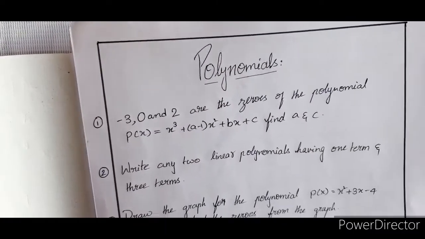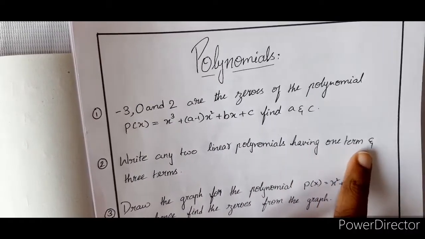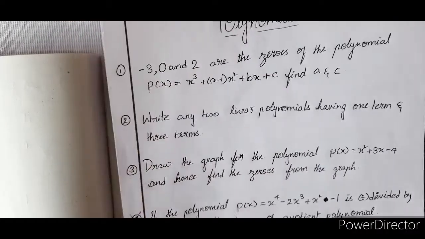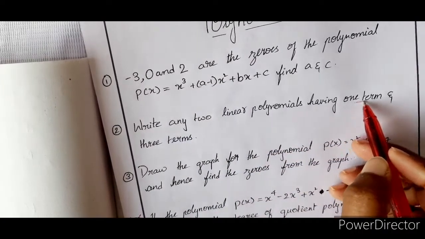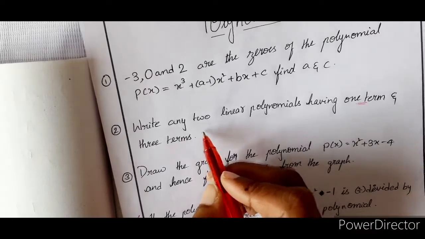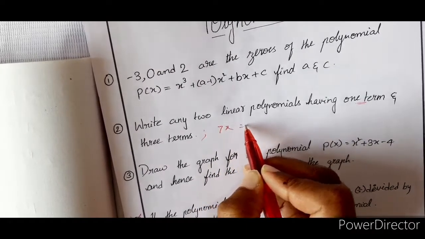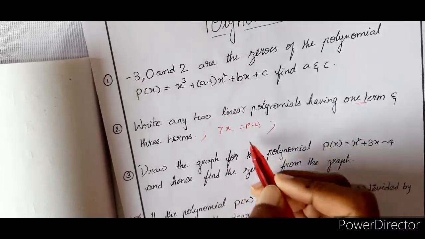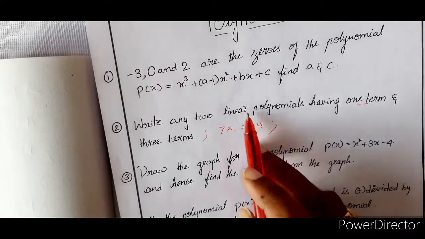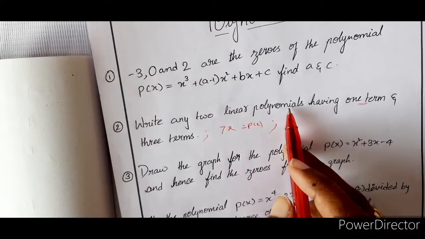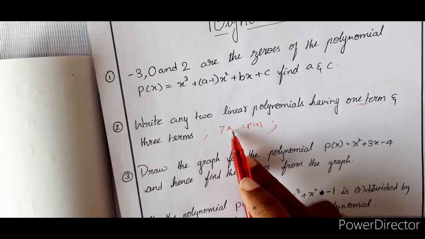Now let us see the next question. Write any two linear polynomials having one term and 3 terms. I will write it here only, right? So for one term, I can write something like 7x is equal to p of x. Right, the next polynomial. See, whenever I say linear polynomial, it means that the degree of the polynomial should be only 1. So 7x, right.